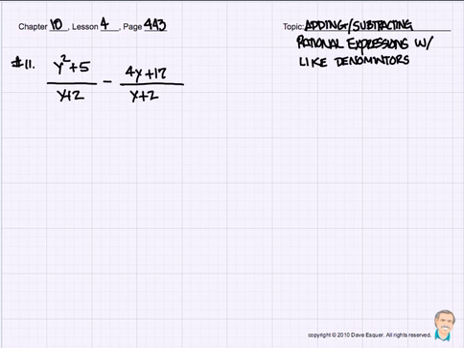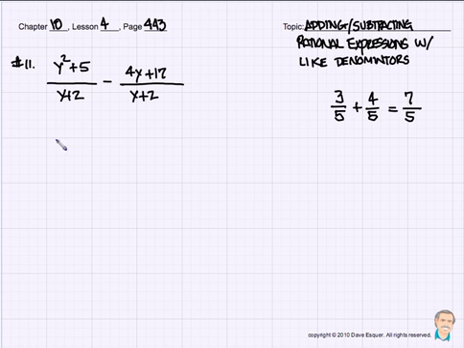We're going to be doing a mouthful today, adding and subtracting rational expressions with like denominators. So the denominators are always going to be the same. Just like we used to do with fractions, we had 3/5 plus 4/5. As long as the denominators were the same, all we had to do is add up our numerators, and we end up with 7/5. We're doing exactly the same thing today with our problems number 11 and number 33.